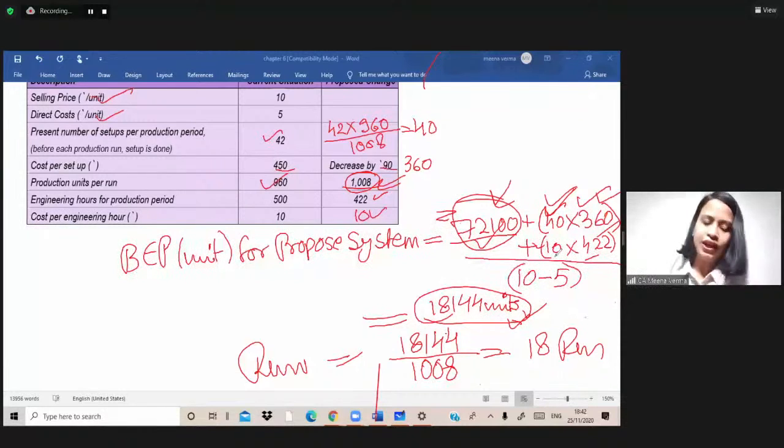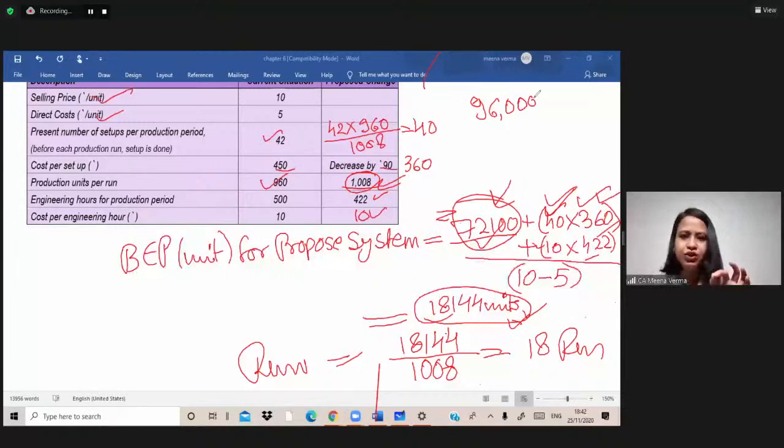No. Okay, Neil, you are asking me that in the question it is mentioned that the total fixed cost is 96,000. See, it is mentioned in the question. Read the question very carefully. It is mentioned that the total fixed cost is 96,000.